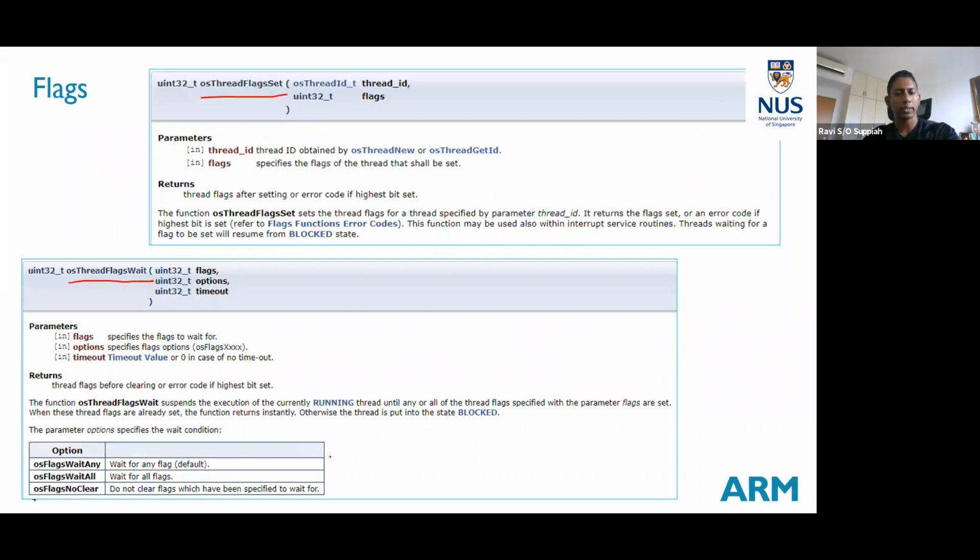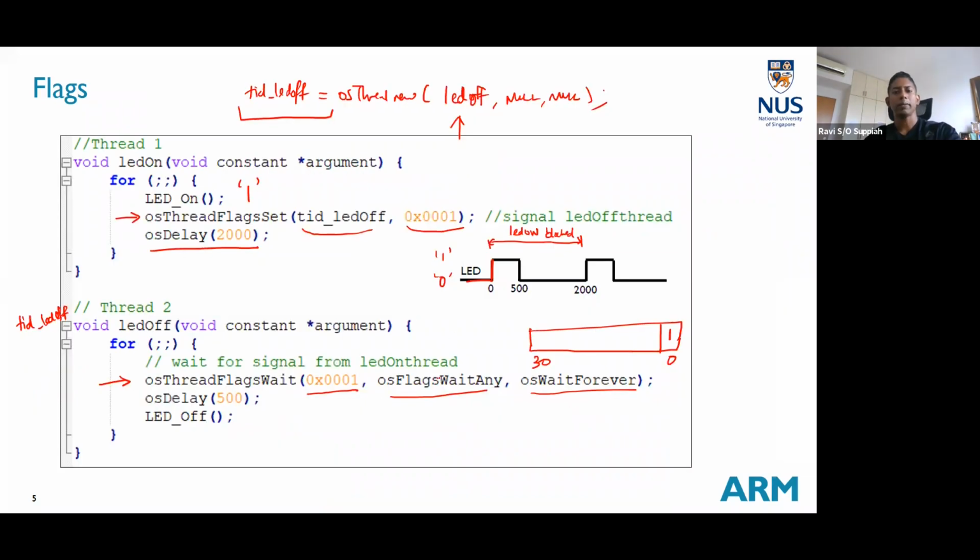Over here you can see that I have some options: wait any, wait all and no clear. Later we'll look at another example, but basically wait any means if I'm waiting for a few flags to be set, I can choose to carry on as long as any one of the flags is set. In this case, I'm just going to use wait any. The next example we'll see wait all.